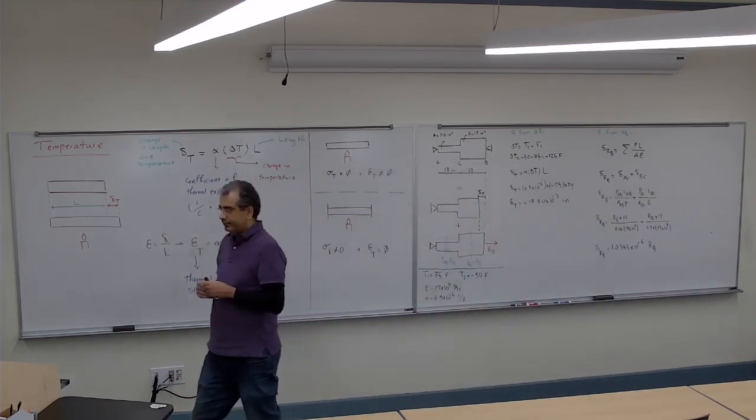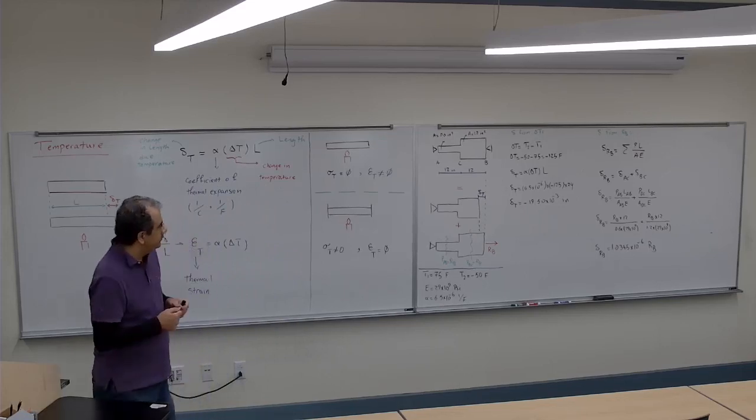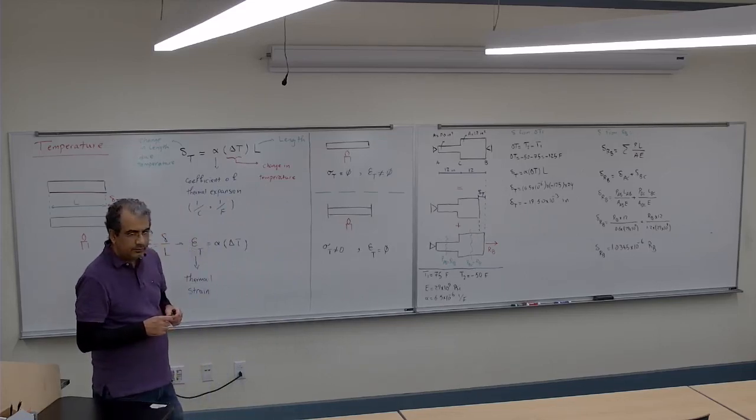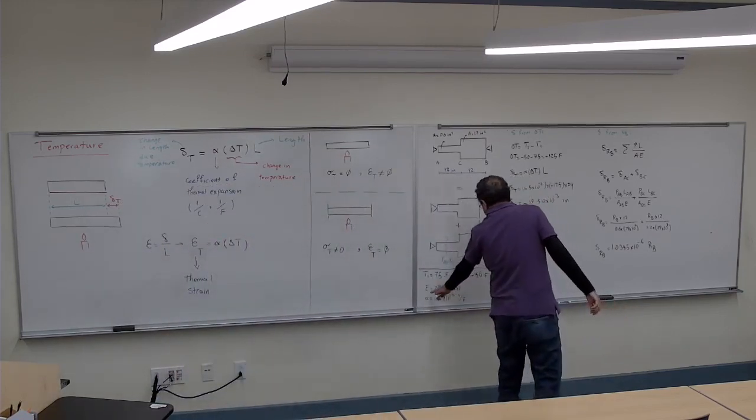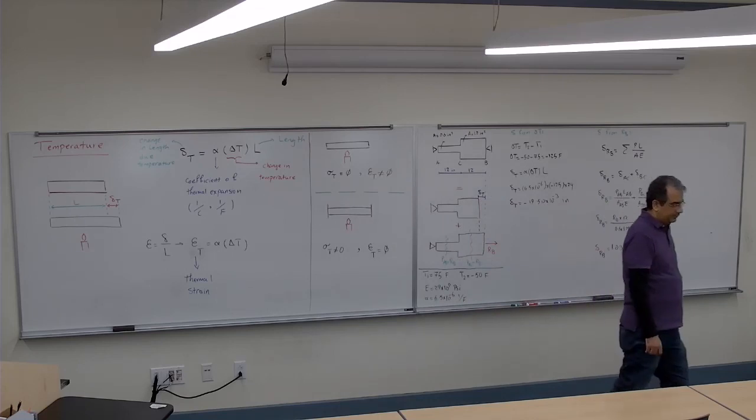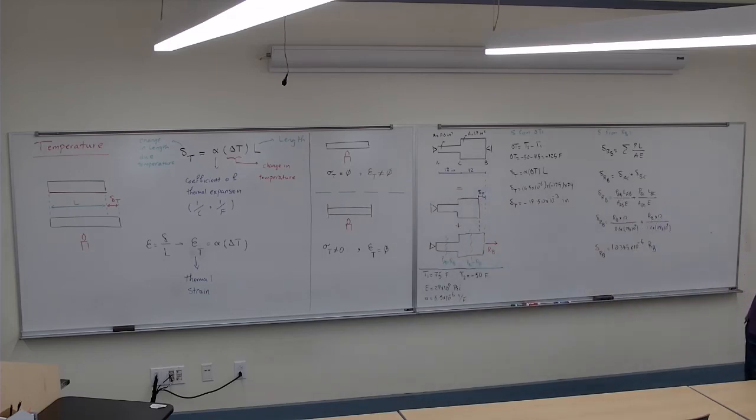For the E, you have 29 times 10 to the 9. Where's that number from again? It's given. I think it's for the steel. Yeah, 29 times 10 to the 6 is for the steel. Yeah, modulus for the steel.